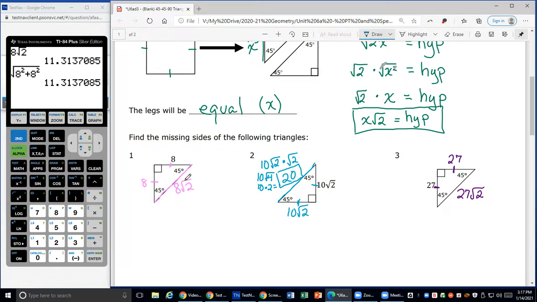Okay? All right, so there's 3 examples of that. We're going to come back and look at a few more examples working with this in the next video.